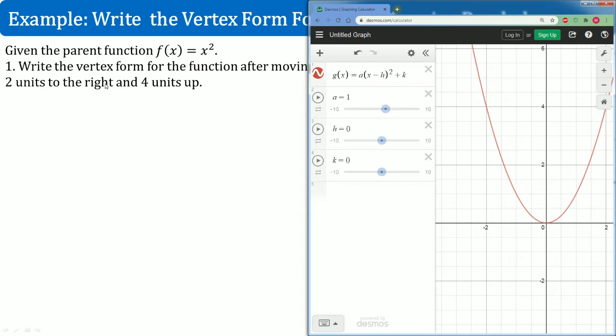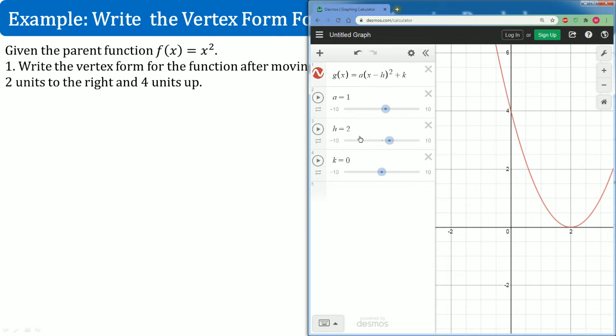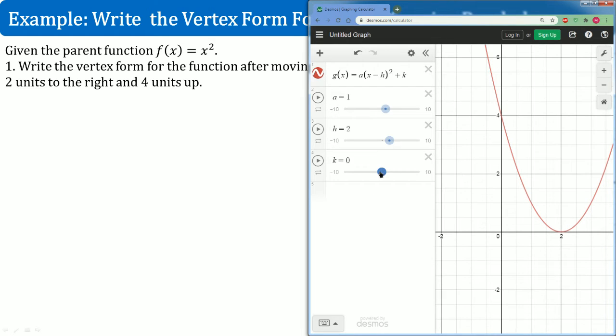Right? Now we're going to adjust this based on how it moves. It says it moves 2 units to the right. That is the h value. If I slide it left, it moves left, and if I slide it right, it moves right. I go to the value of 2 to represent the parabola moving 2 units to the right. Then I go up 4, so I slide the k value to the right until it hits 4. Okay, that would be what the parabola is.